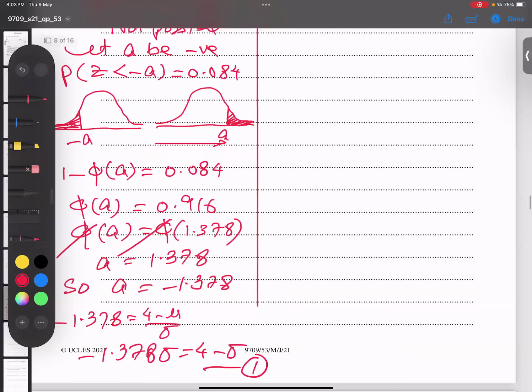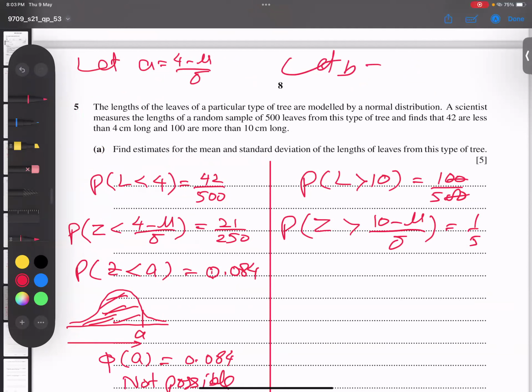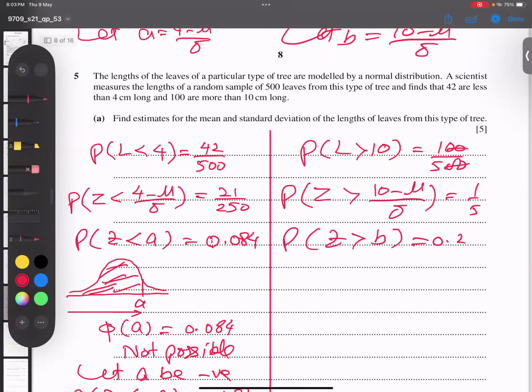Same manner, student, I will go for the second one. So let's try to do the second one. I will do it a little faster. Z is bigger than (10 minus mean) by deviation equal to 1 by 5. Okay, and now I'll assume this as B. So Z is bigger than B is 0.2. Now I'll check if this bigger is coming, and I think this will give us the direct answer.